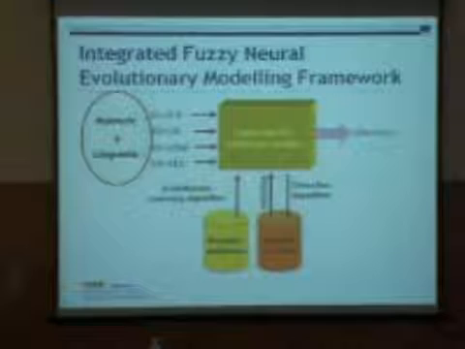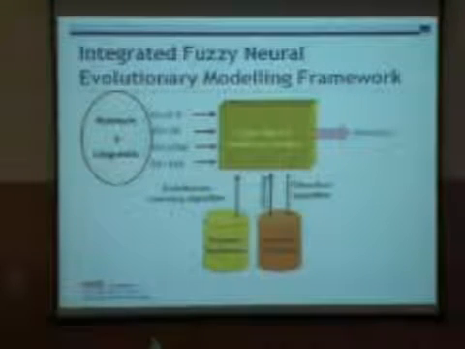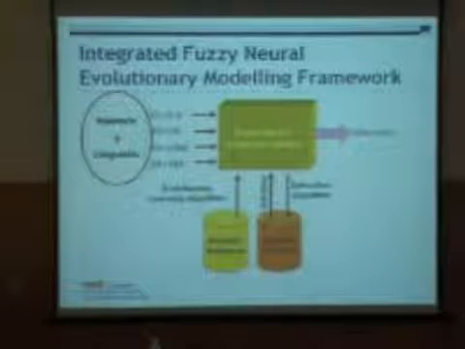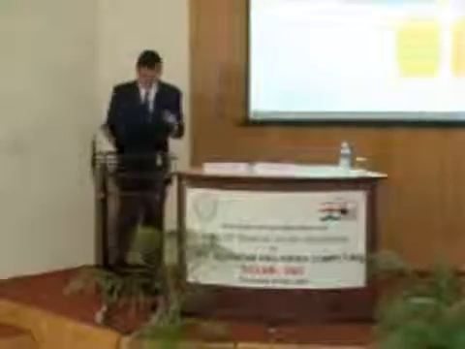Such a network will be initialized using a linguistic rule base, using expert information, and then it can be refined using a learning algorithm like an evolutionary computing algorithm or a gradient descent type algorithm. And then you can take the information in the network and extract it back and refine the linguistic rule base.